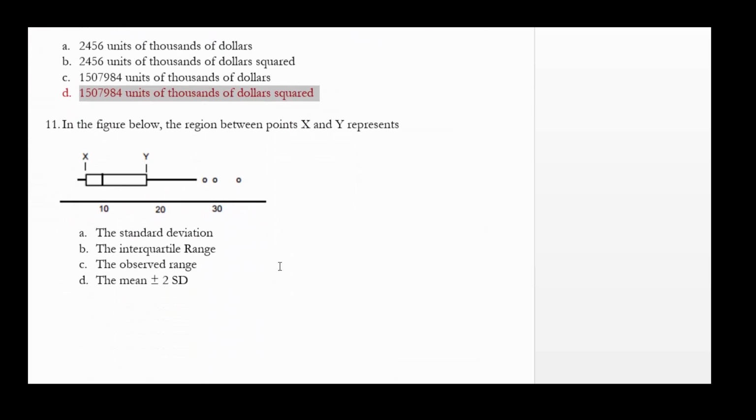And in number 11, the area between Q1 and Q3 is known as the interquartile range, which you might see as IQR in some things. That's the interquartile range.